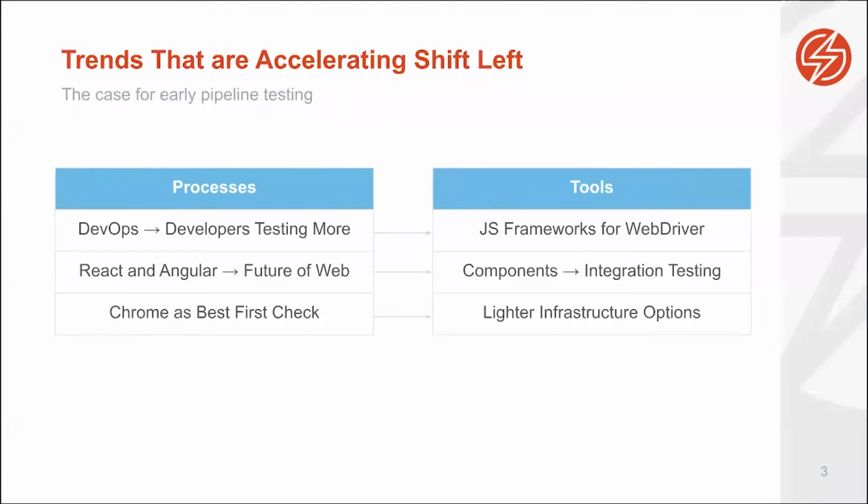And then finally, as we look at what makes the most sense to check if JavaScript functionality is working early on, it seems that Chrome is emerging to be the best first check early on in the pipeline.